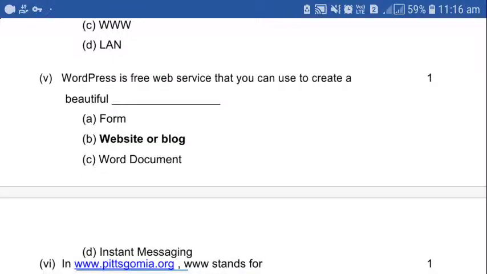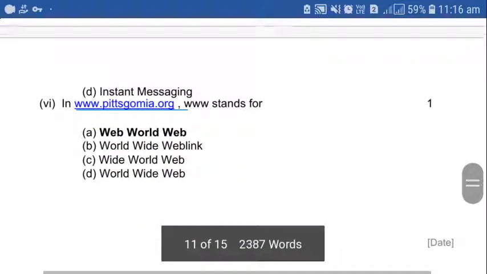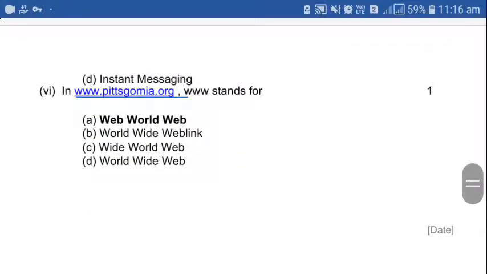So question number 5. WordPress is a free web service that you can use to create a beautiful what? The right answer is website or blog. Question number 6. In www.pitsgomia.org, www stands for, the right answer is web.